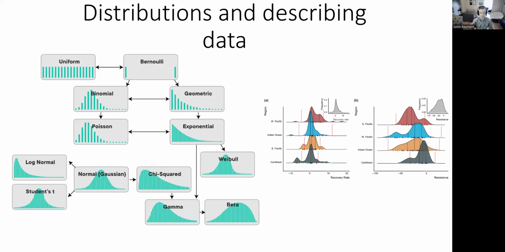Here we see all of these different kinds of distribution on the left. We have the uniform, the Bernoulli, the binomial, the Poisson, the geometric, the exponential, Weibull, beta, chi-squared, gamma, normal, or Gaussian, the log normal, and the student's t. There's a lot of different ways to describe data. These are all different examples of distributions. All of these distributions are showing us, let's say, a population on the x-axis, and then on the y-axis, it's just a count of the number of times we see a certain number within our numerical variable occur.